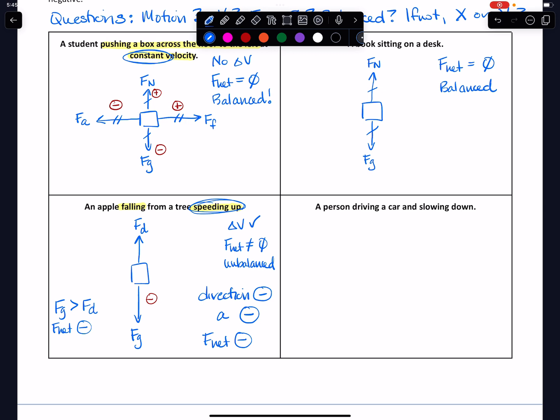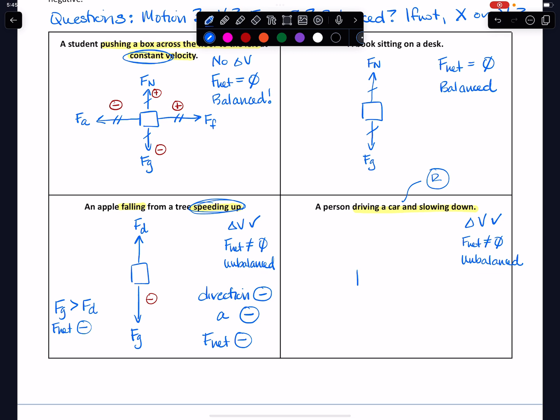A person driving their car and slowing down. All right, so let's specify that we're going to drive to the right. We need a direction. And we're going to slow down. So let's start with our motion. And we also have a change in velocity here. We're slowing down, so that again tells me F net cannot be equal to 0, and somewhere in my diagram, I have to have an unbalanced force.